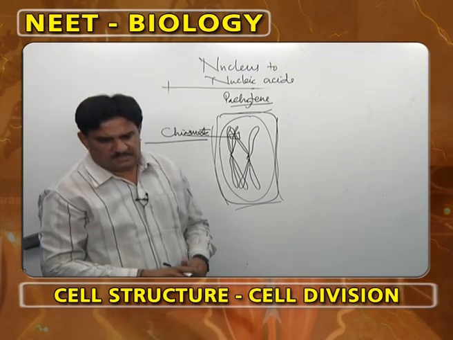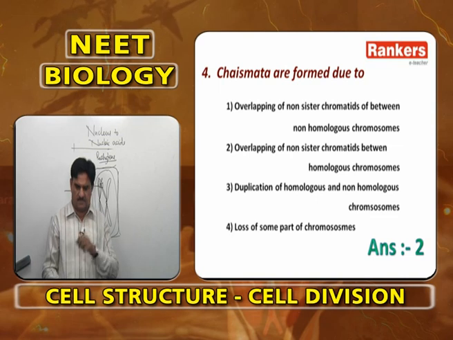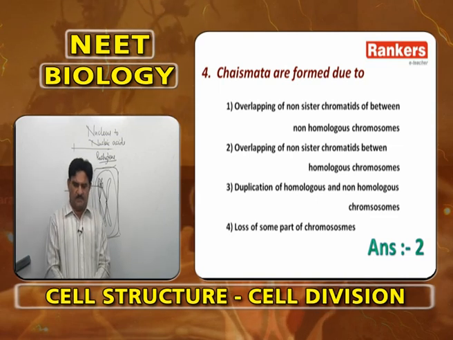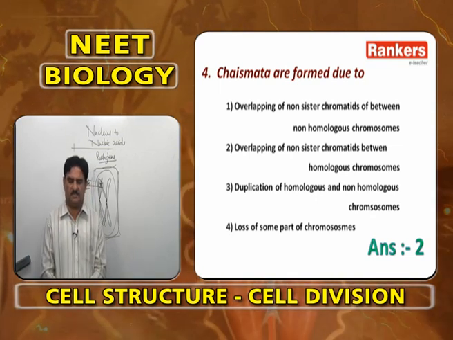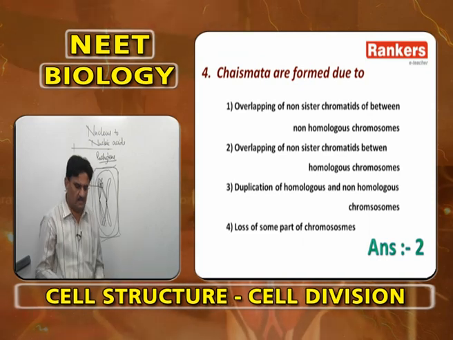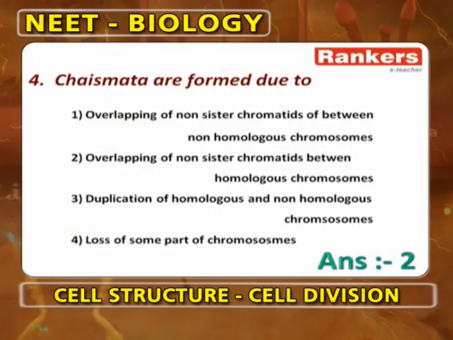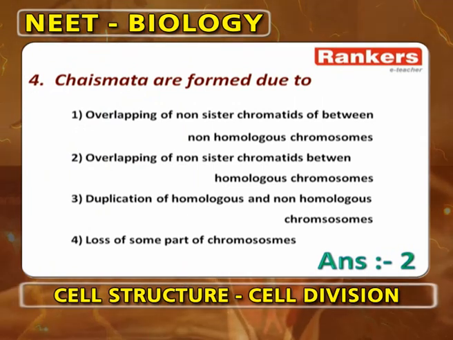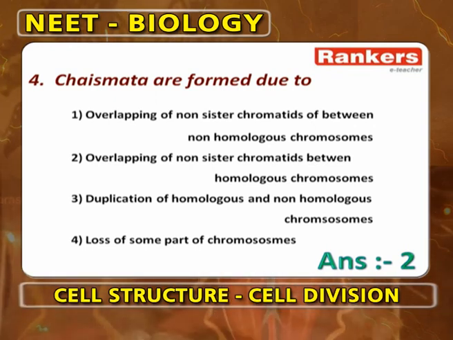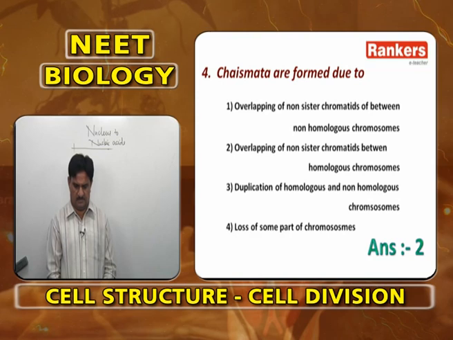So here, overlapping of non-sister chromatids between non-homologous chromosomes is wrong. Duplication of homologous and non-homologous chromosomes is wrong. Loss of some part of chromosomes is wrong. Overlapping of non-sister chromatids between homologous chromosomes is correct regarding pachytene, and chiasmata are formed by the overlapping of non-sister chromatids between homologous chromosomes.